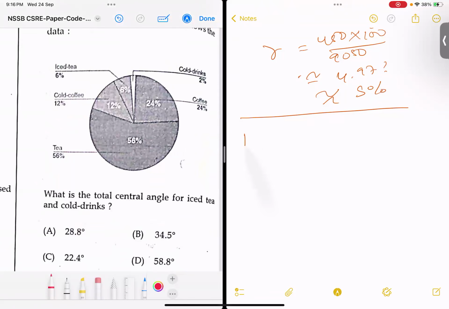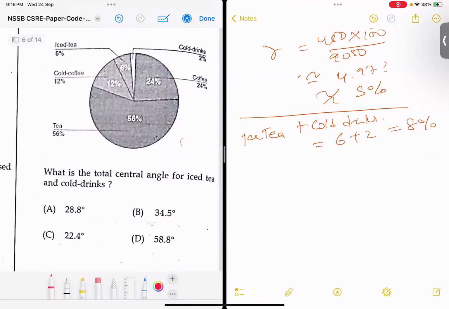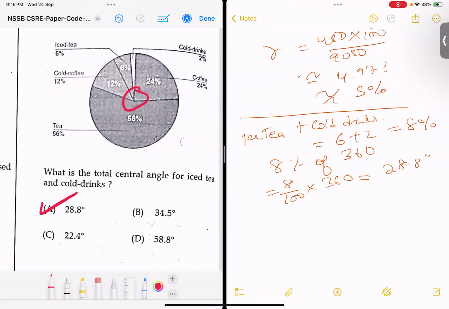Now, iced tea plus cold drinks in terms of percentage is 6 plus 2, which is 8%, right? Now we just have to find the central angle. So 8% of the central angle is how much? The total angle at the center is 360, okay? So this will be 8 by 100 into 360. It will be 28.8 degrees, okay? So the correct option is 28.8.